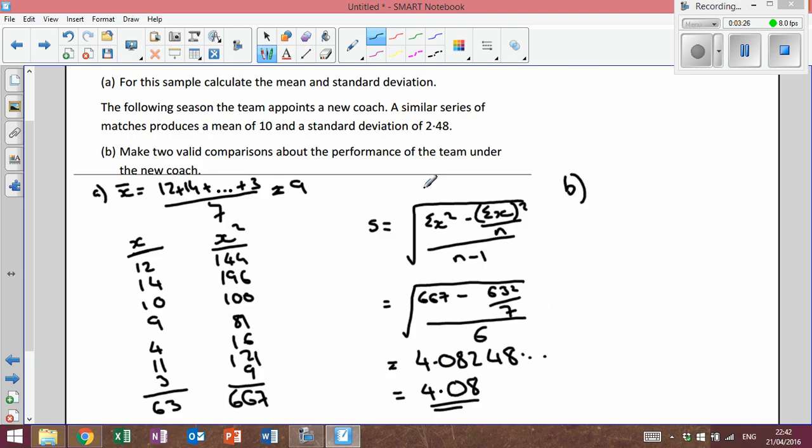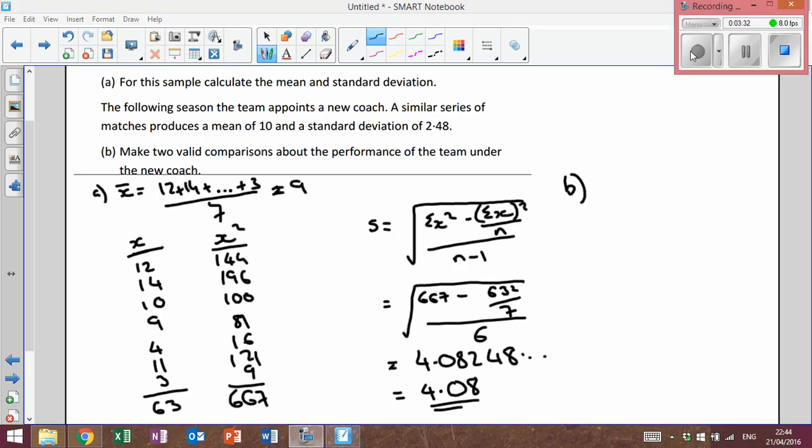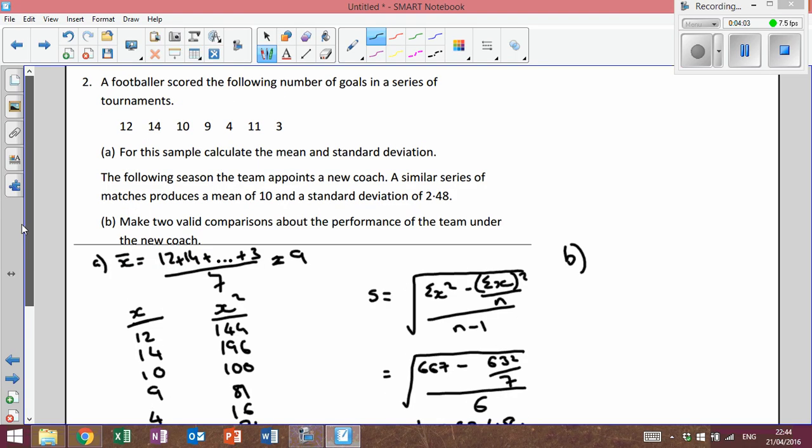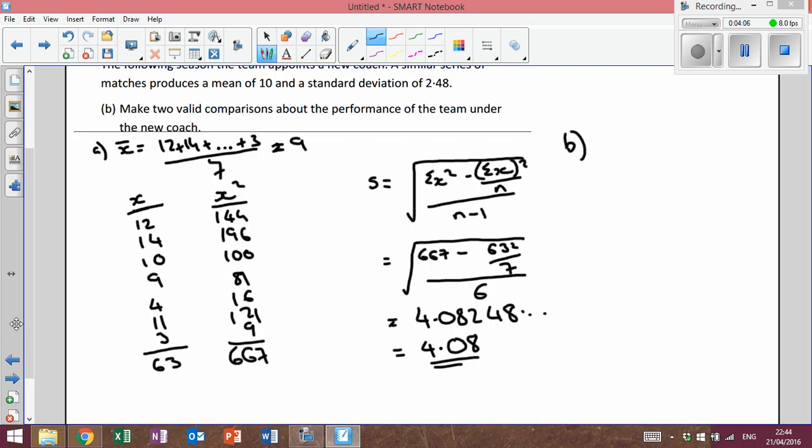Now for part B, make 2 valid comparisons about the performance of the team under the new coach. So I'm going to just start B again. Make 2 valid comparisons about the performance of the team under the new coach. Okay, so we know here the mean was 9 for the old coach and 4.08 for the standard deviation, and the new manager produces a mean of 10 and a standard deviation of 2.48. Okay, so we're talking about the goals in a tournament.